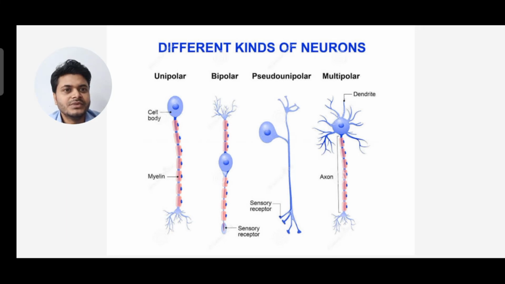Multipolar means that in the cell body there are numerous dendrites. In unipolar, you don't have any dendrites, as you can see here. We mostly have multipolar neurons, where in the cell body numerous dendrons and dendrites are there.